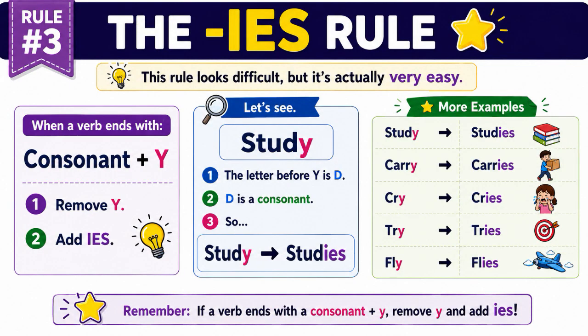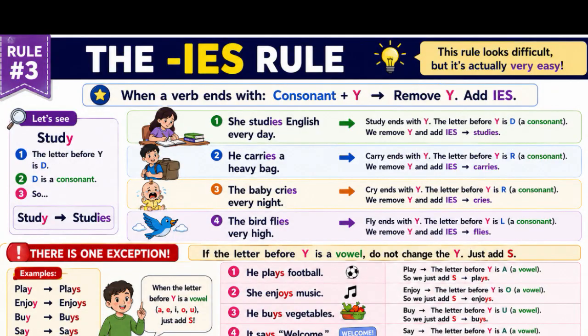Now, rule number 3. The IES rule. This rule looks difficult, but it's actually very easy. When a verb ends with consonant plus y, remove y, add ies. Let's see. Study: the letter before y is d. D is a consonant. So study, studies. Carry, carries. Cry, cries. Try, tries. Fly, flies.